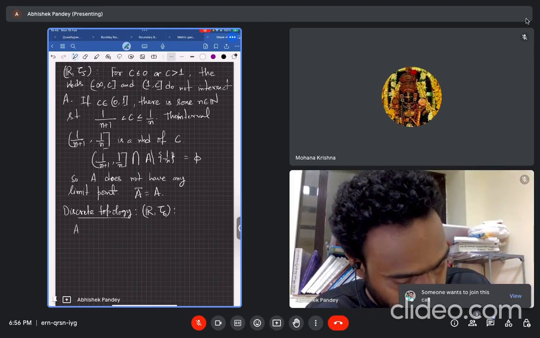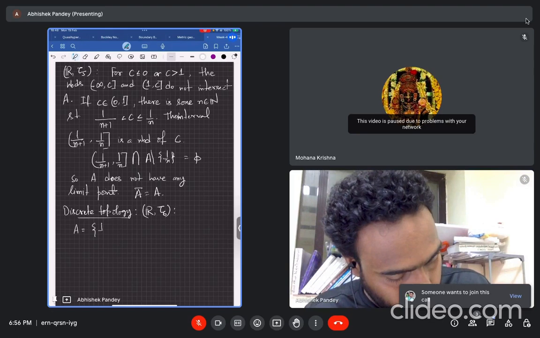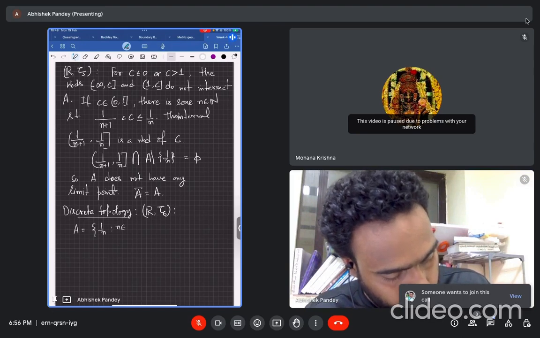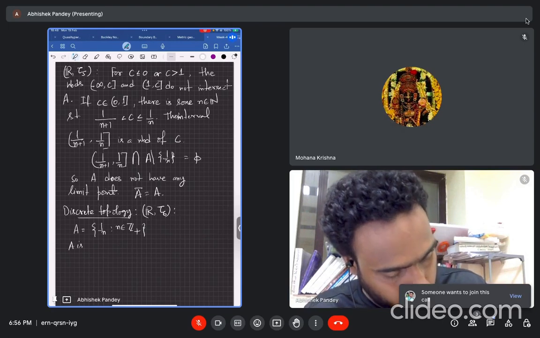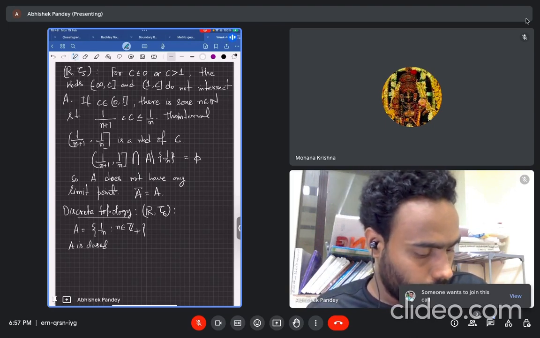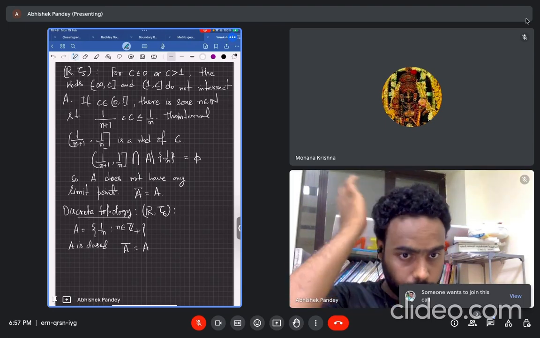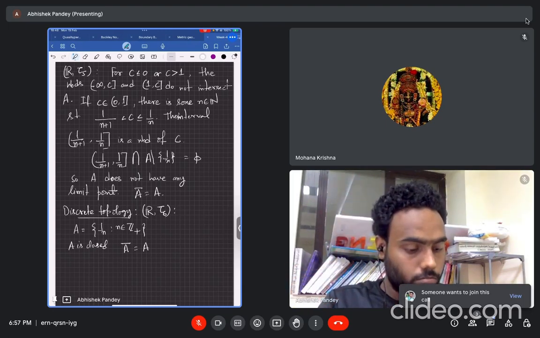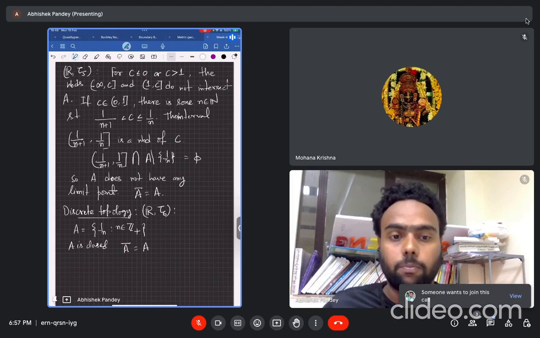So A is 1 by n, such that n belongs to Z plus. So A is closed in the discrete topology, and for a closed set the closure of A is nothing but A. So this is the closure of A. Okay, what would be the limit point?